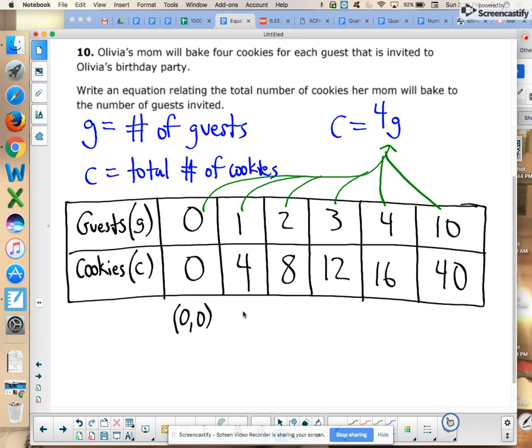Our second ordered pair would be 1, 4. Our next would be 2, 8. Our next would be 3, 12. Our next would be 4, 16. And this would be 10, 40, even though we probably will not include this on our graph because we don't want to make our graph too big.